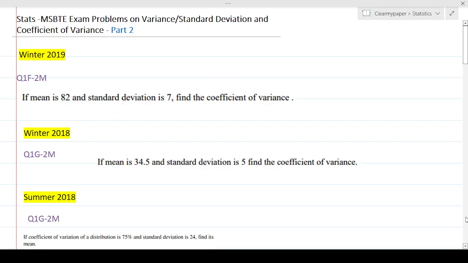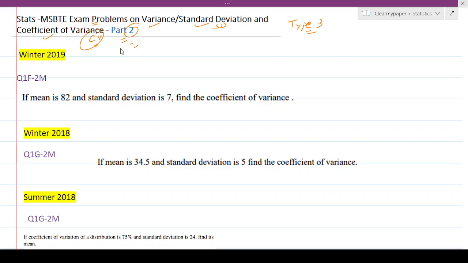So continuing on the MSBT exam problems, let's take the first variation, and again we are going to talk about type 3 problems, which include variance, SD, and CV: standard deviation SD and coefficient of variation CV. Again, an important topic, and this is a continuation video, so I request you to check my first part before you jump into this video, where I've discussed at exam level what the strategy should be and how important this topic is.